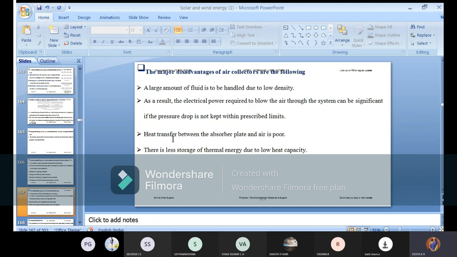Okay, so first, a large amount of fluid is to be handled due to low density. Next, as a result, the electrical power required to blow the air through the system can be significant if the pressure drop is not kept within a prescribed limit. Then heat transfer between the absorber plate and air is poor. And finally, due to this poor heat transfer, there is less storage of thermal energy due to low heat capacity.